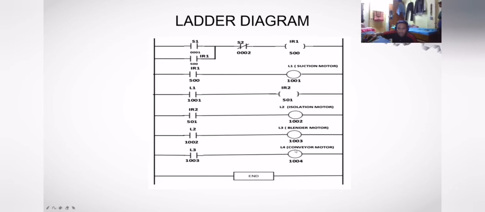The conveyor will take all the pieces of the plastic bottle into the recycle bin of the plastic bottles that have been crushed. And then we have the end. That is for the ladder diagram.